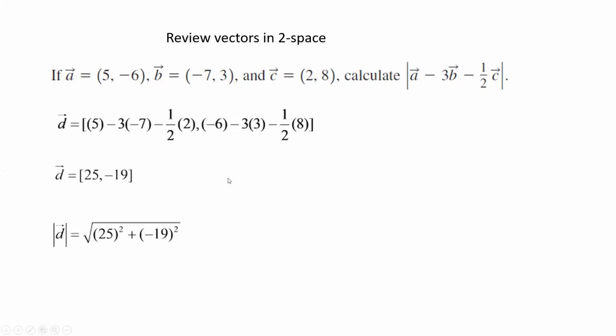So again, all I'm doing is reviewing the stuff we did on Friday, but let's take that now into 3 space. Oh, by the way, this works out to the square root of 986, which is approximately 31.4. So that's your magnitude of vector D right there. Let me go into 3 space now.